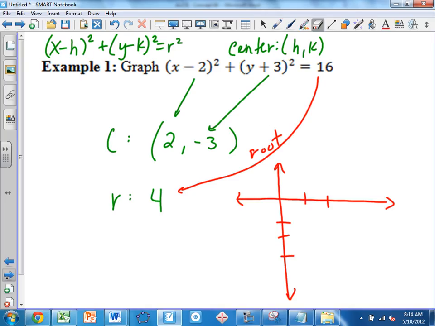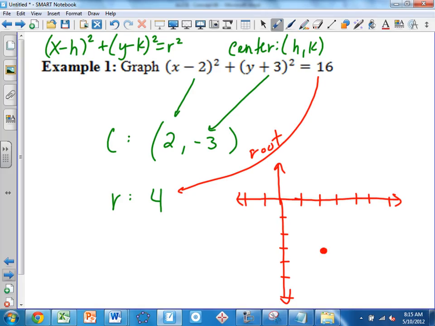Now I should make my increments a little smaller so I can actually fit. Do you see what I do as I go through graphing? This is the stuff you guys need to be doing with a pencil so you can erase and fix your increments. So 2, 3. There's my center. What's the radius? 4. So what do I do with that?